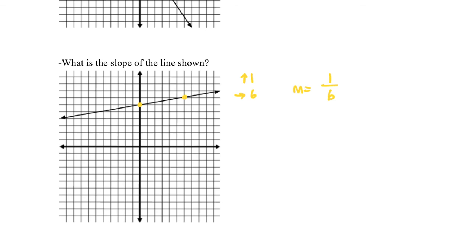So we want to choose 2 points and calculate the slope. How far do I have to go up? How far do I have to go down? And then how far do I have to go to the right in order to get from one point to the next? Put those in a fraction, and that's it. That's how you find slope.